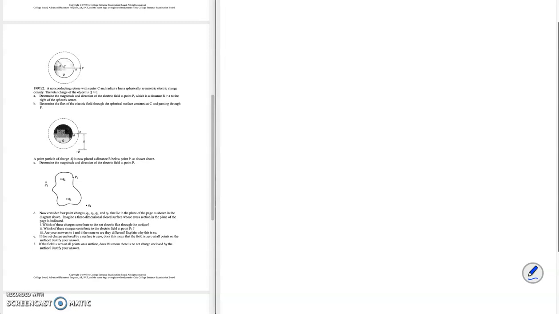Contrast that with Q3. When we draw an electric field line that starts on Q3 and goes away from Q3, I'm assuming that they're all positive charges. It doesn't really matter if they are or if some are plus and some are minus. This line just goes out of the surface. There's no corresponding electric field line that goes in. So Q2 and Q3 contribute to the net electric flux through the surface because they are enclosed by the surface.